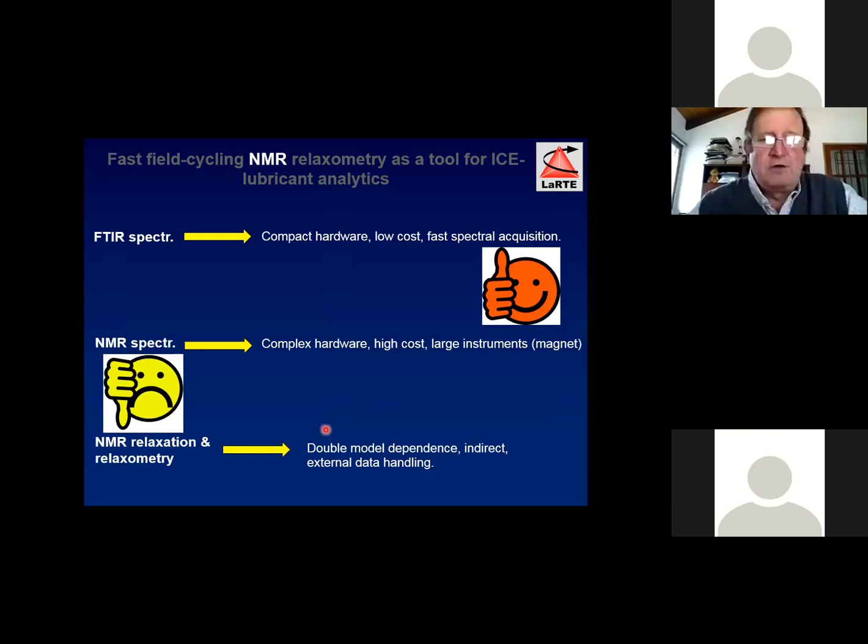And if we go to relaxation relaxometry, we have a problem that is this one. First, we have a double model dependence. It's not a direct experiment like in spectroscopy, where you have a spectrum, and if you are an expert, you immediately know what is going on, just looking at the spectrum on the screen of the instrument. Here you need external data handling, at least today it is still like that, but this double model dependence is a main point.